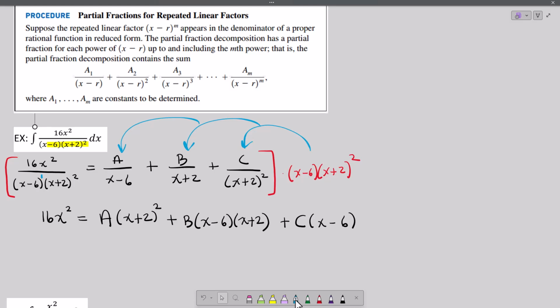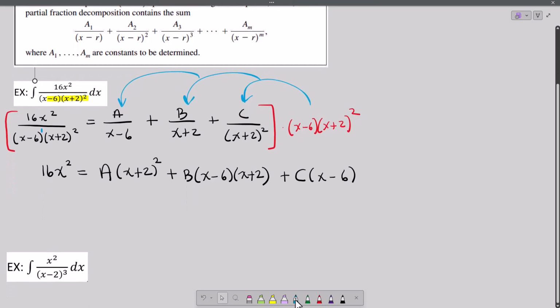The only way we can build up to that square is if we have a square here. So we do it because it works. That's really the bottom line. We do it because it works. And if you try it any other way, you're not going to be able to build up to that square in the numerator. So let's do this one and we'll set up the next one and see how it goes.